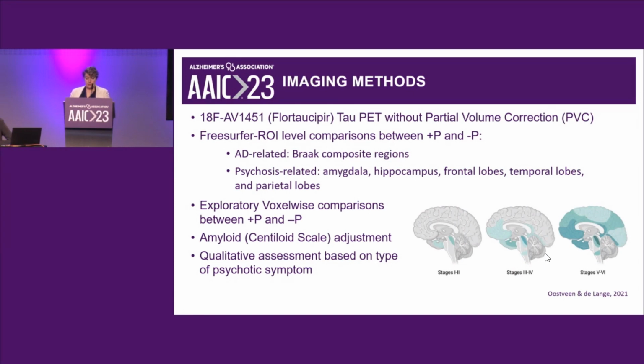So we also performed a voxel-wise comparison based on group-level differences. All analyses were corrected for amyloid level based on PET-derived centiloids. And finally, we performed a qualitative assessment based on type of psychotic symptom.